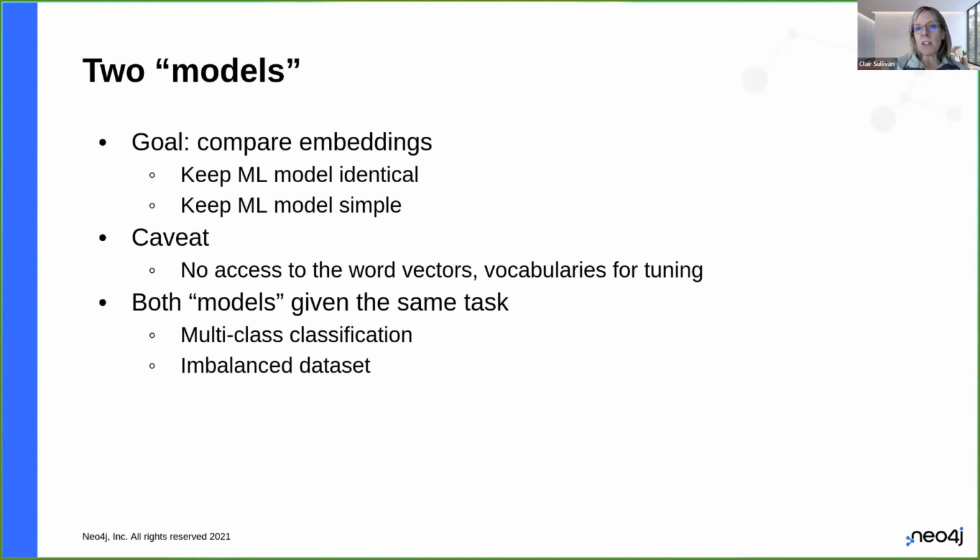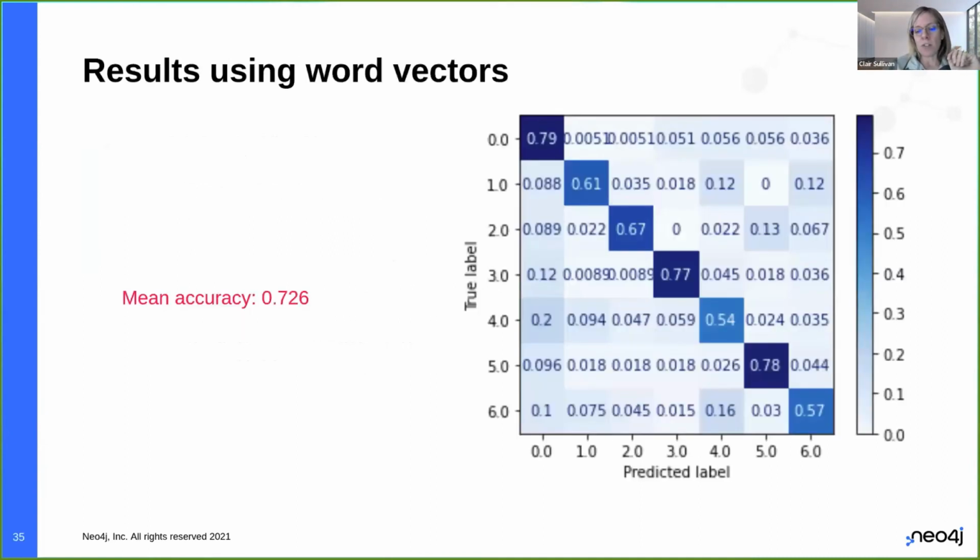So let's look at the results that we got. Just throwing it in bare bones, a support vector classifier built into scikit-learn. Here's what we got. This is using the word vectors. We got a mean accuracy of about 73%. We can see our confusion matrix here. Looking along the diagonal of that matrix, we can see that the numbers are kind of all over the place. I have a high of 79% and a low of 54%, which ain't great, right?